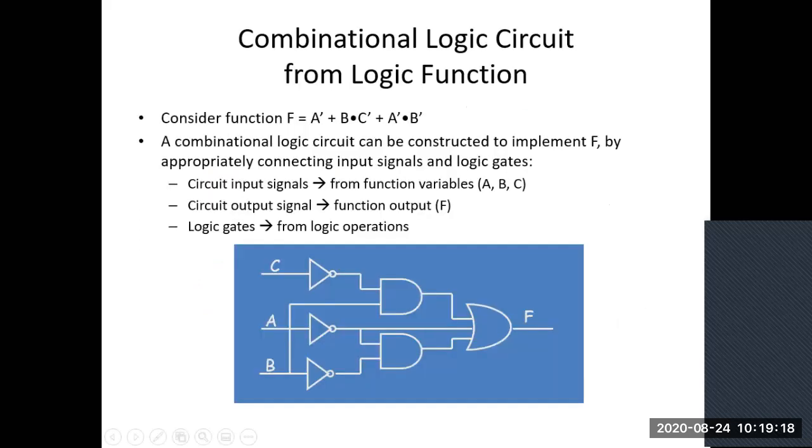Okay, let's go further. Whenever you are designing any combinational logic circuit from any function, you need to use these three basic gates. With the help of these three basic gates, you can design any function. So I'm considering one example: f equals a bar plus b dot c bar plus a bar dot b bar. You can see that this function f has three variables a, b, and c.